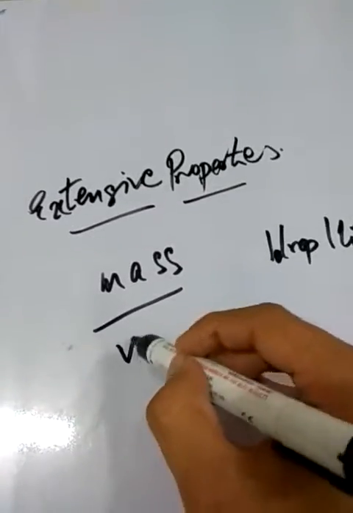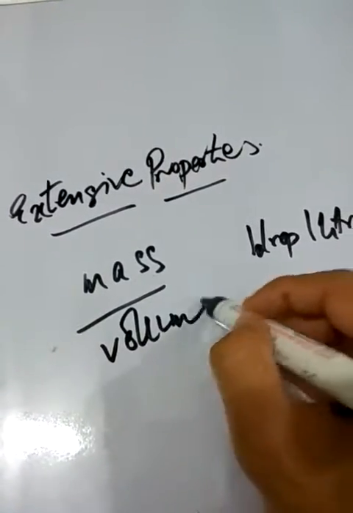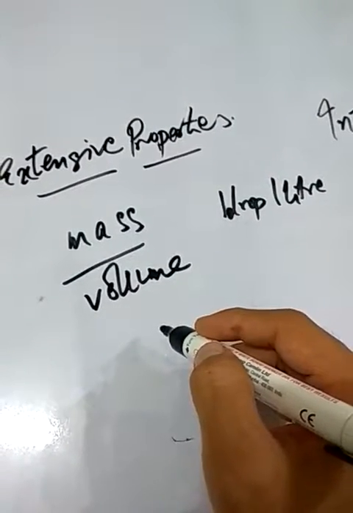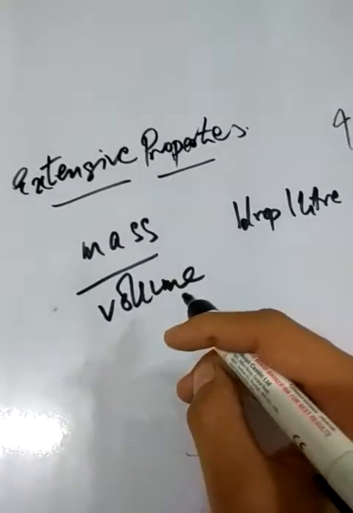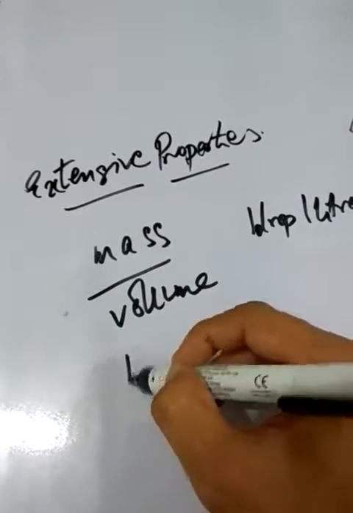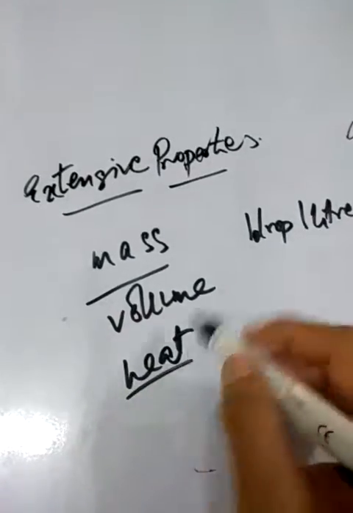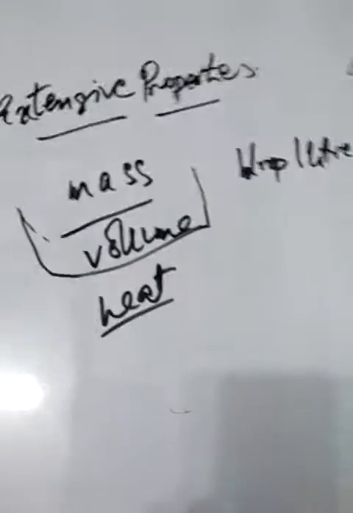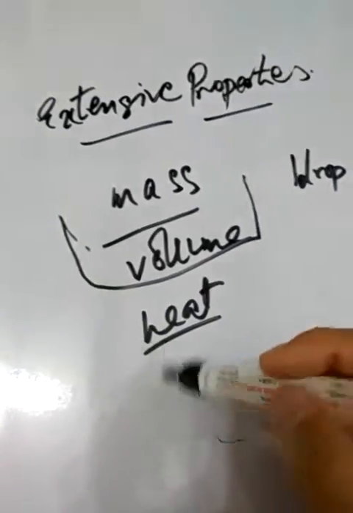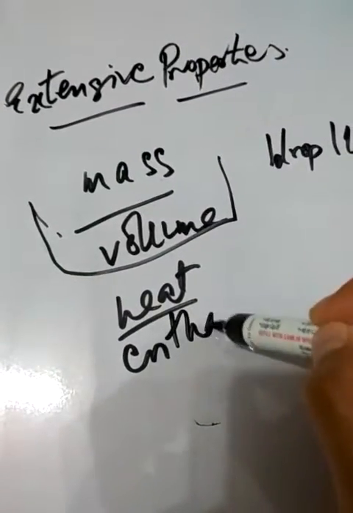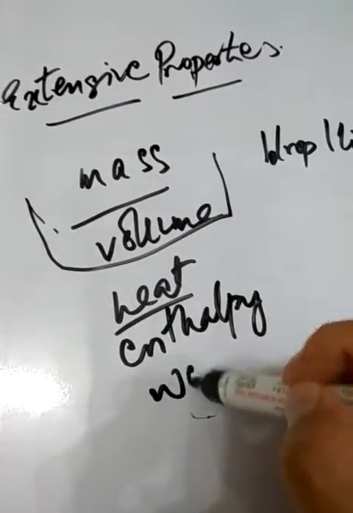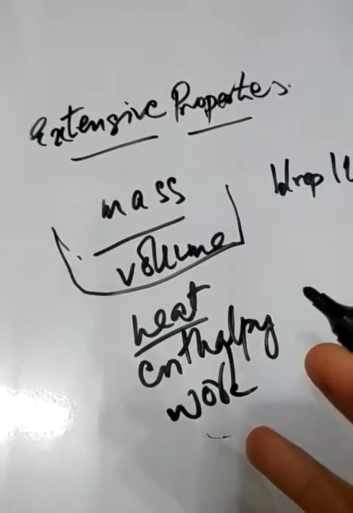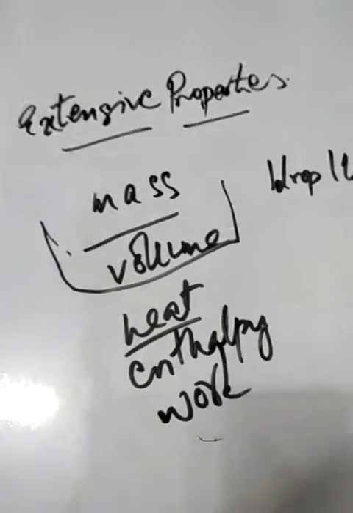The other is volume. Again, another is heat. We'll come to these, but for simple understanding, concentrate on these. The other ones are enthalpy and work. These depend on the amount of substance present. Therefore, these are clubbed under the extensive properties.